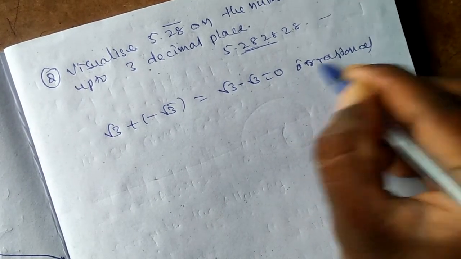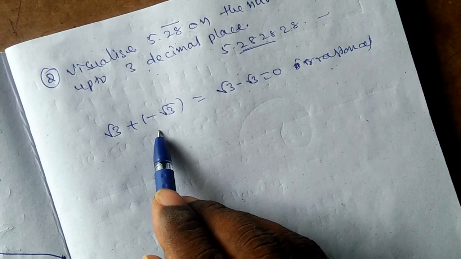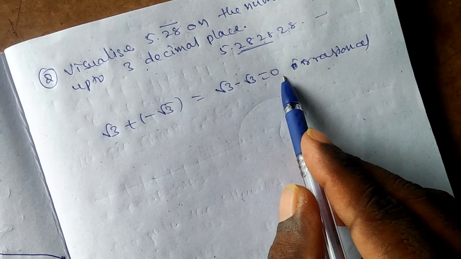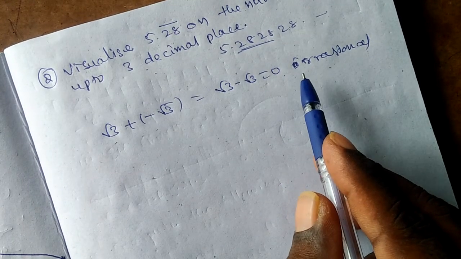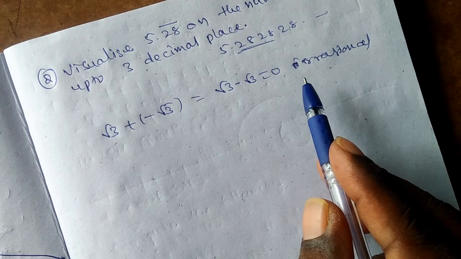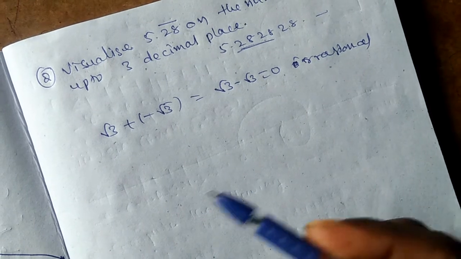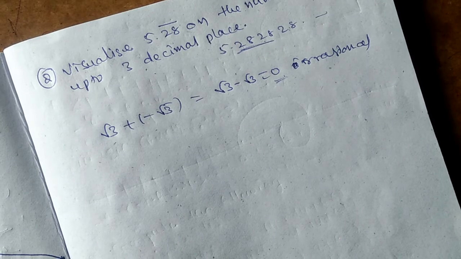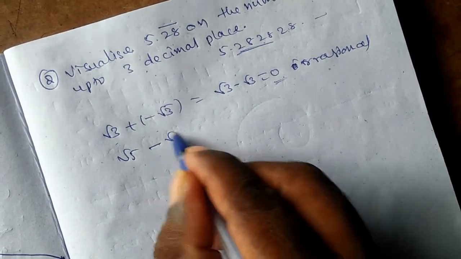So what happened here? I take two irrational numbers and add them. The sum of the two irrational numbers is 0. So sometimes it is a rational number. So what I am saying here is, the sum of two irrational numbers may not be an irrational number. Why? Because here we get a rational number. Understood? Okay.